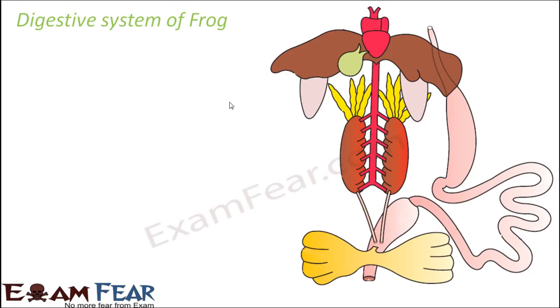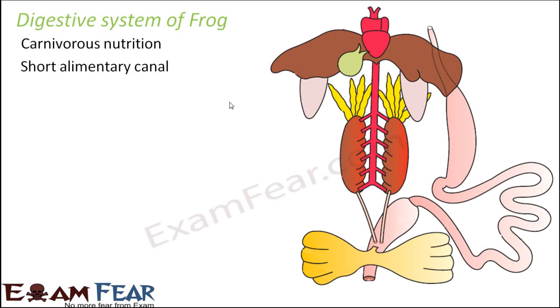So animals which are purely carnivorous, that is, which do not feed on plants at all and feed only on flesh, generally have a short intestine because the intestine is the main site of digestion. Now when the food can be easily digested, why do you need a long intestine? You don't really need it. That is the reason why frogs have a short intestine, because of their carnivorous nutrition. So that's what is told here. They have carnivorous nutrition and therefore a short alimentary canal. If the intestine is short, the alimentary canal will also be short because the intestine forms a part of the alimentary canal.